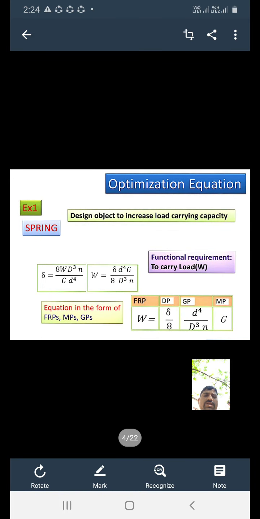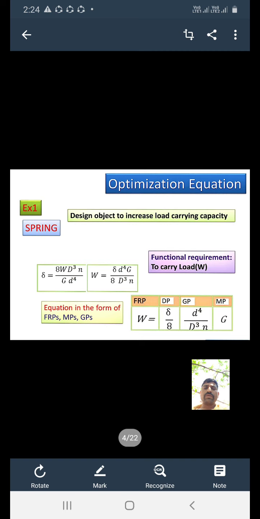First is the optimization equation. There is a first numerical: design object to increase the load carrying capacity. How to increase the load carrying capacity with the help of that example? Say we have a requirement to carry the load, denoted by W. Delta is equal to 8 W D cube N divided by G d raised to 4, or you can write W is equal to delta d raised to 4 G divided by 8 D cube N.